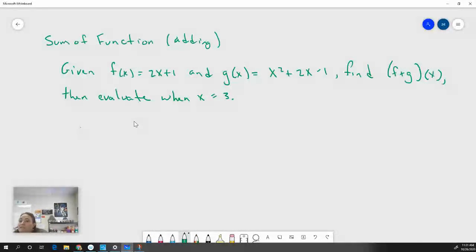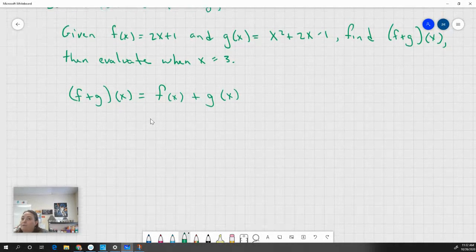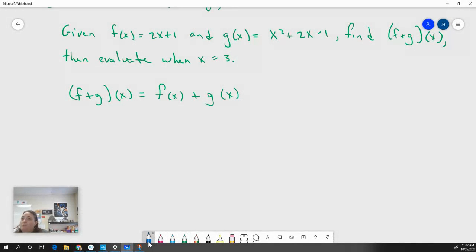So what we're saying is f plus g of x. Well, if you remember it, and you probably don't, that would mean that we're going to take f of x plus g of x. And what that looks like for us is, let's go blue. Well, f of x is just 2x plus 1, right? Plus g of x. Well, g of x is just x squared plus 2x minus 1.